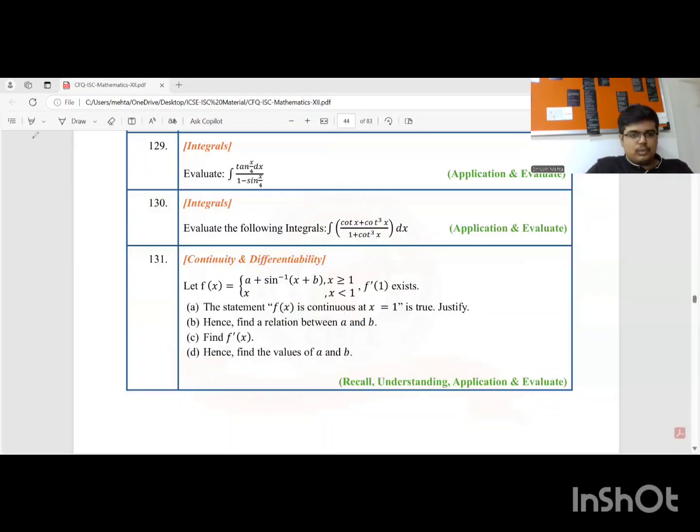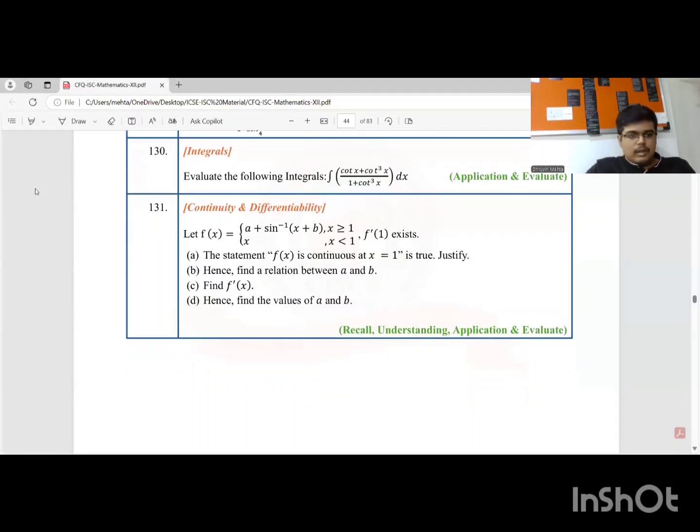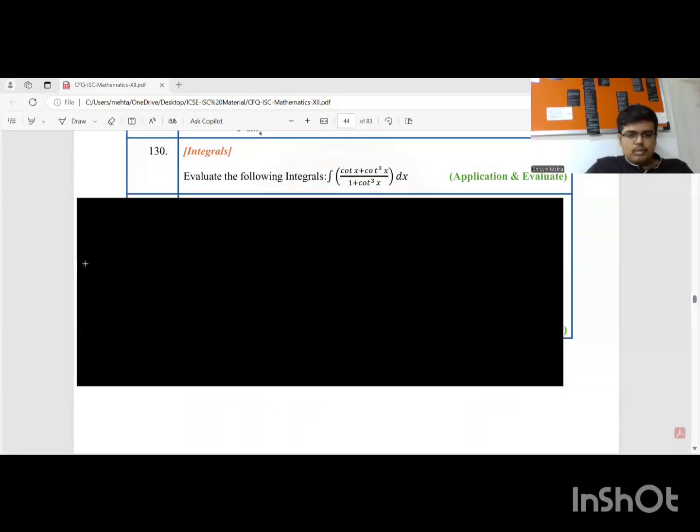Let us proceed to one last question, which is question 130. Students, in question 130, in the numerator, you have to search for common. What is common in the numerator? In the numerator, we can take cot x common. In the bracket, we will have 1 plus cot square x.